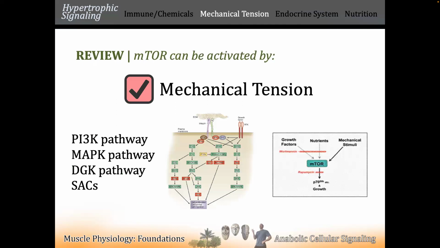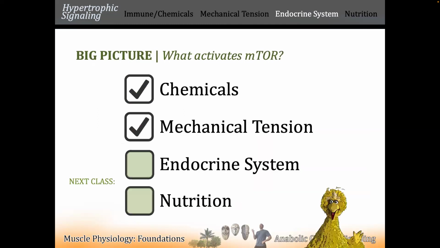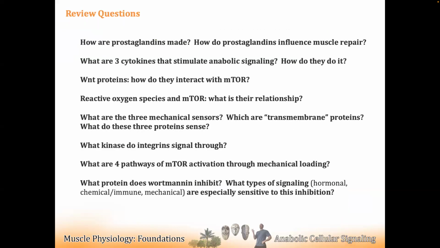And these are the pathways that mechanical loading works through. PI3K and MAPK through both focal adhesion kinase and through facilitating MGF release, again, mechanogrowth factor, a variant of IGF. And this is autocrine signaling through those same pathways, mostly PI3K, but also MAPK. And then also DGK to make phosphatidic acid and the stretch activated channels to permit calcium influx. And that's it for this lecture. In the next one, we'll look at the endocrine system and nutritional regulation of mTOR.